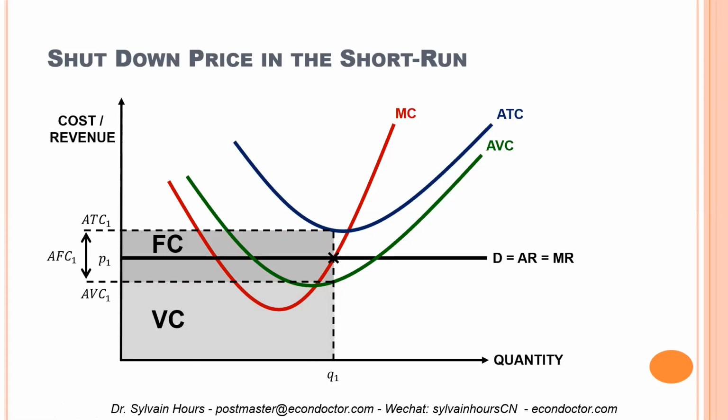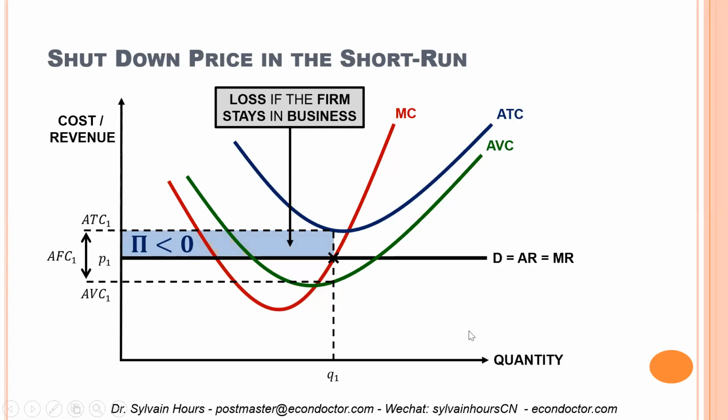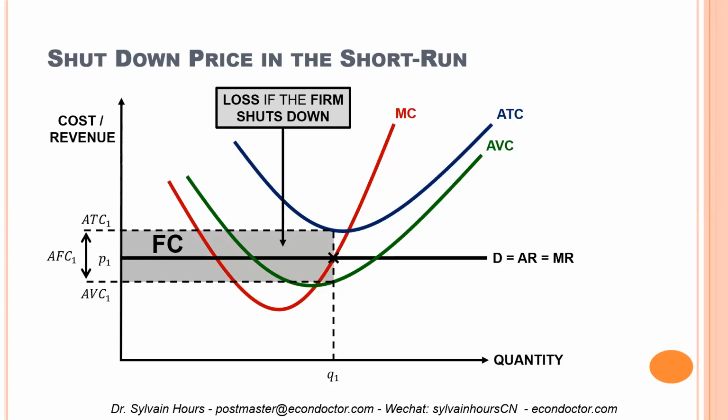So I can identify the two components of my total cost. What does it mean? If I stay in business, I lose this. This is the loss if I stay in business. But if I choose to shut down, I'm going to lose the entire fixed cost, which is there. If I shut down, I still have to pay the fixed cost, so this is what I lose. So you see that in that case, even though I make a negative economic profit by staying in business, it is still better than shutting down, simply because I would make a bigger loss.